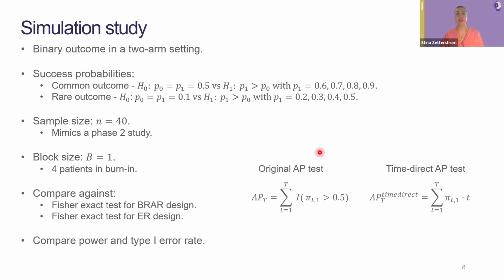And we only look at the original AP test and the time-direct AP test, and that is to quantify the maximum power gain that can be made due to changing the functional form. And we compare against the Fisher-Exact test for the BRAR design and the Fisher-Exact test for the equal randomization design. We compare power and type 1 error rate.